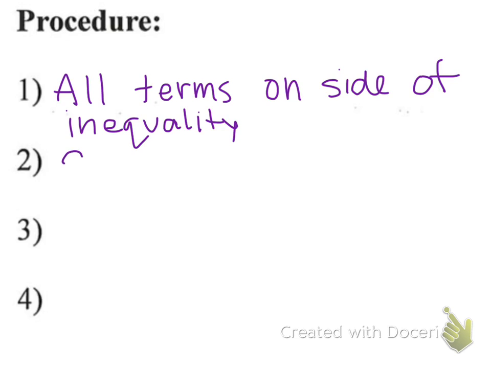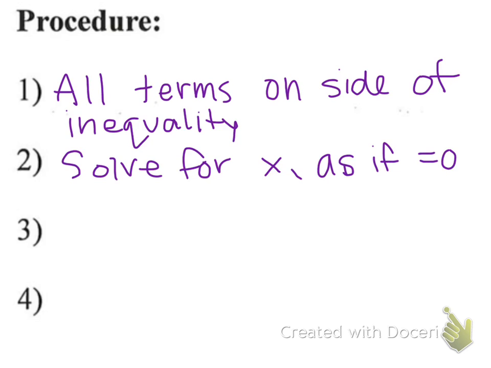Step 2, solve for x, treating it as if it was equal to 0. So we're just going to temporarily pretend that the inequality is an equal sign. Number 3, put your zeros on the number line. Remember, zeros means answers.